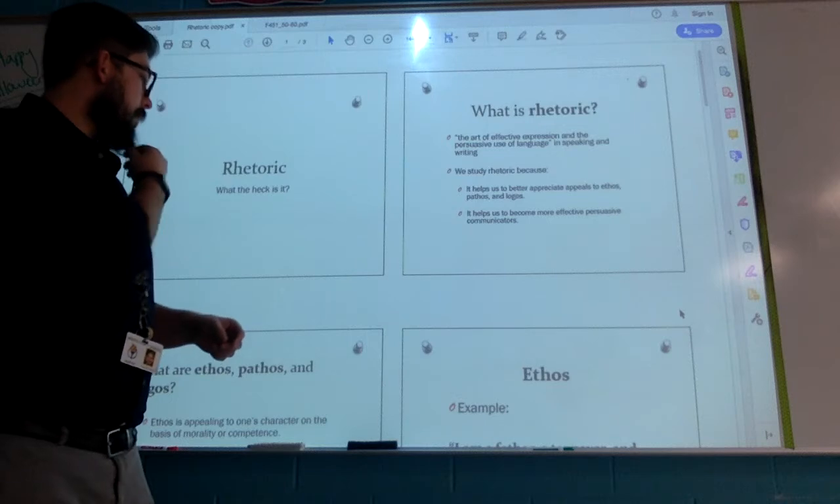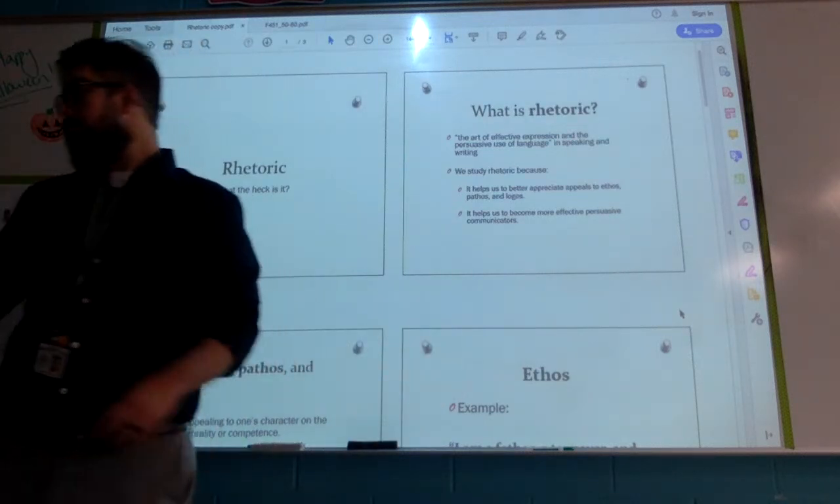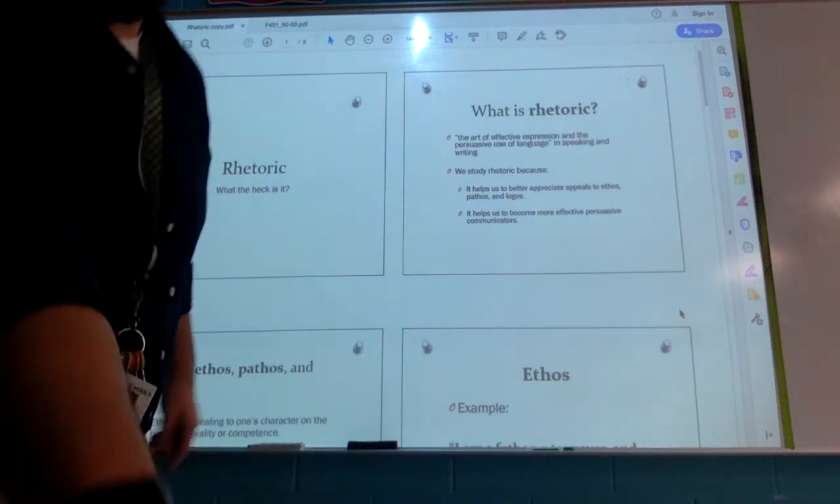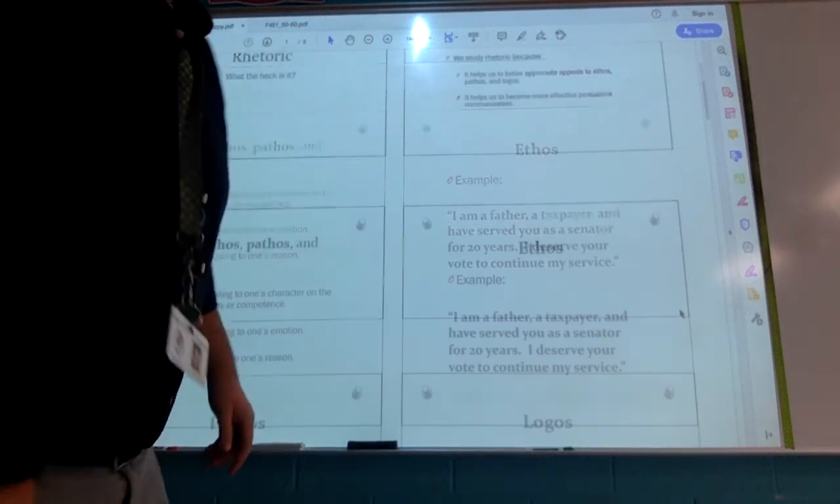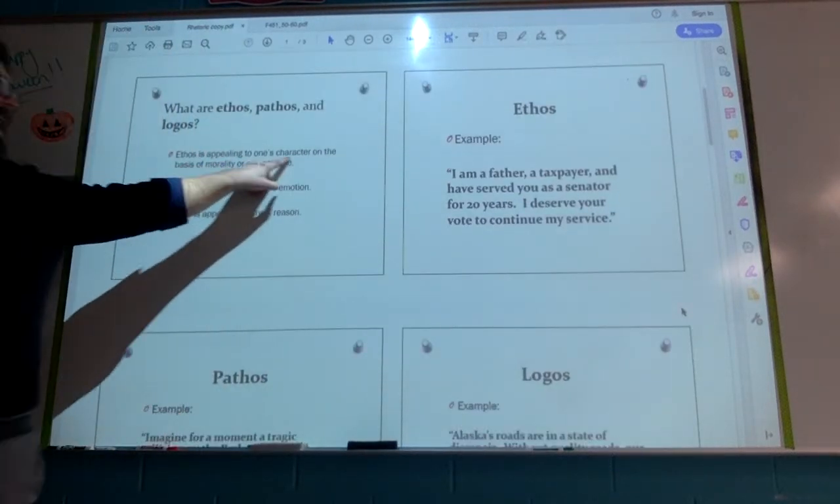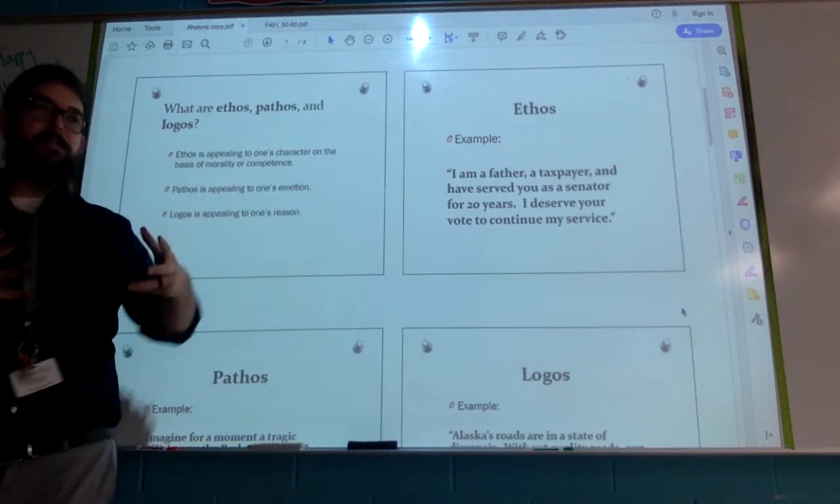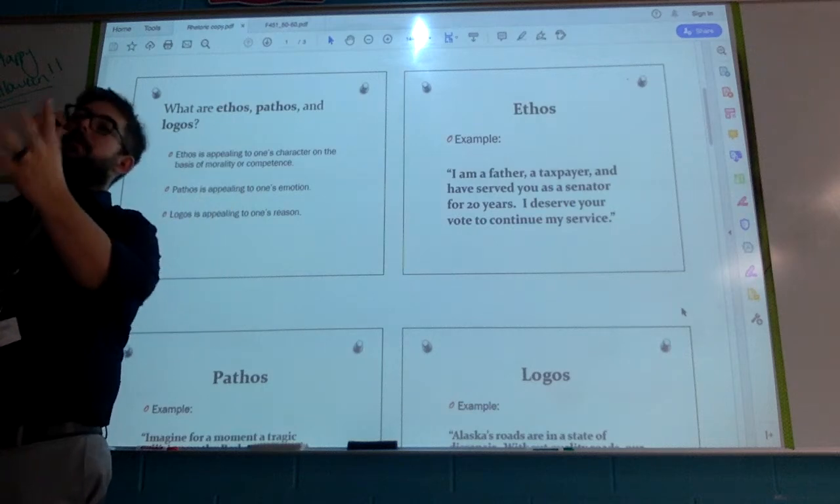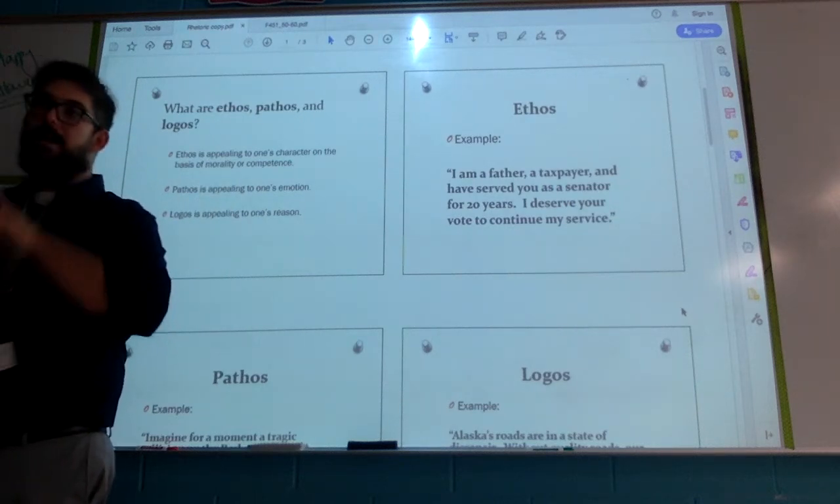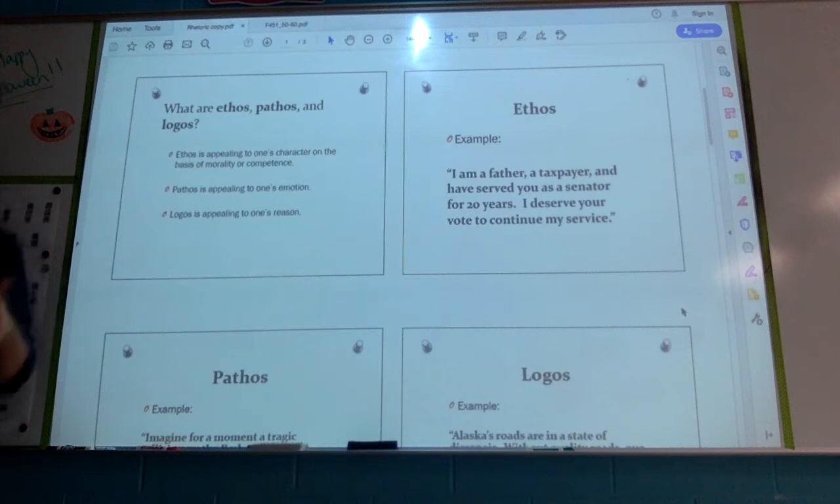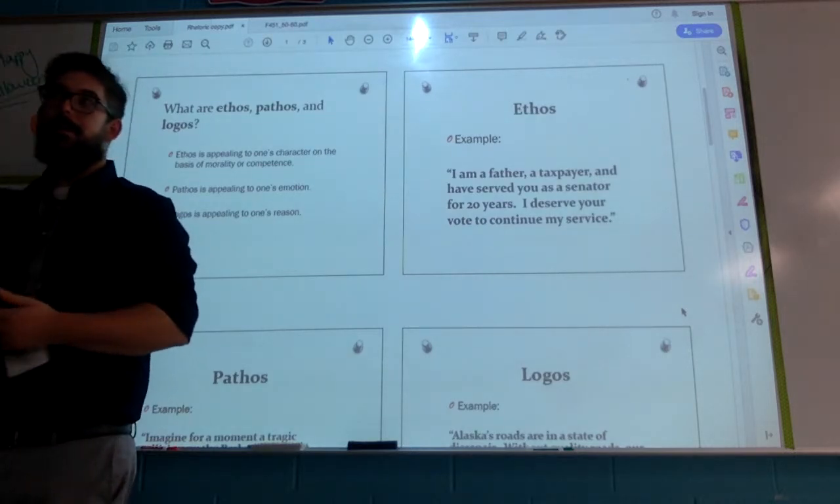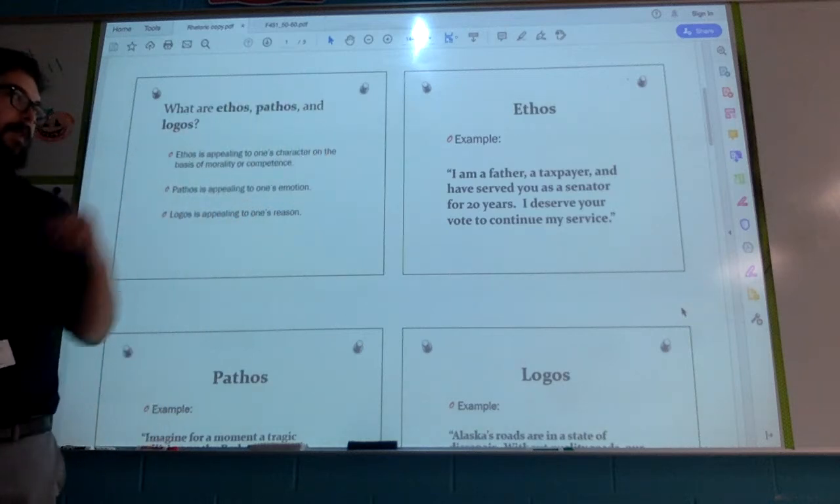Our first one that we're going to be looking at is going to be ethos. So if I scroll down just a little bit so you can see it. Ethos is appealing to one's character on the basis of morality or competence. Why should you trust Facebook? Because it's one of the oldest forms of social media. Because it's so well used. Because it's awesome. Pathos is appealing to one's emotions. You should buy this truck because it'll make you feel like a man. You should buy this truck because it'll make you feel cool, whatnot.